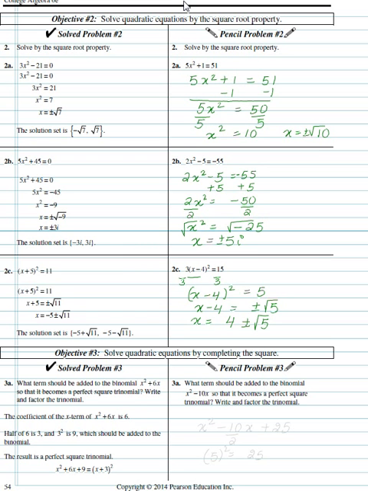Problem 3a, they're asking us what term should be added to the binomial so it can become a perfect square. Remember, how do we do that? X squared minus 10x. This is the middle term. We divide by 2. So negative 10 divided by 2 is negative 5. We square the 5. That becomes 25. So you go ahead and add 25. Alright.